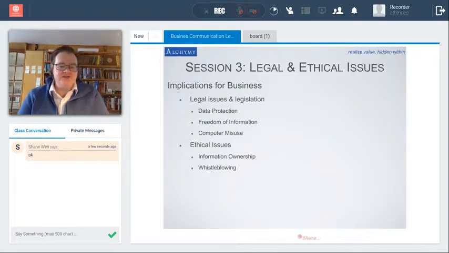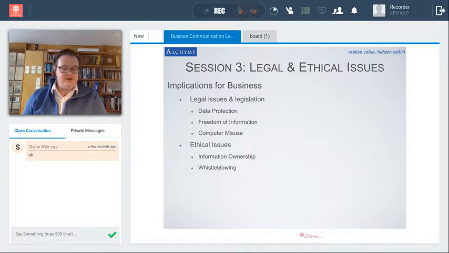So session 3 then is about those legal and ethical issues. So we have to look at some hard elements, such as legislation around data protection, freedom of information, and computer misuse. And by far the most important element of that is data protection. In addition, we also have to look at the question of ethics and ethical uses of information. And we'll touch briefly on information ownership, but also on whistleblowing and what implications that has for organizations, for markets, and for individuals in organizations. So that's what we're focused on today.